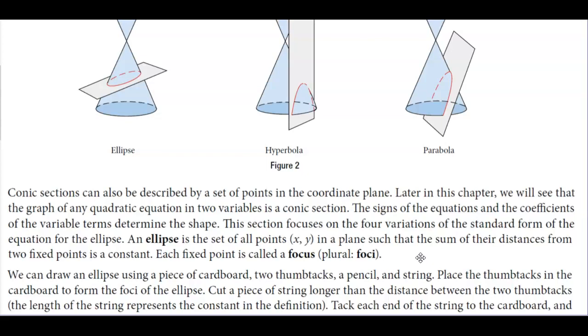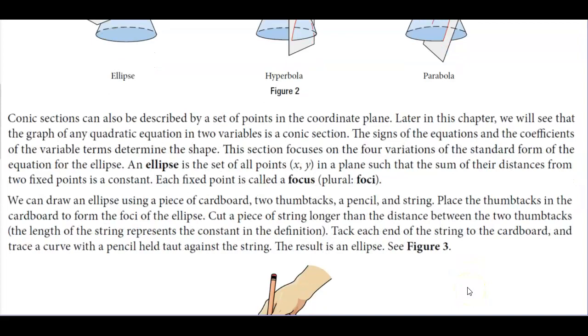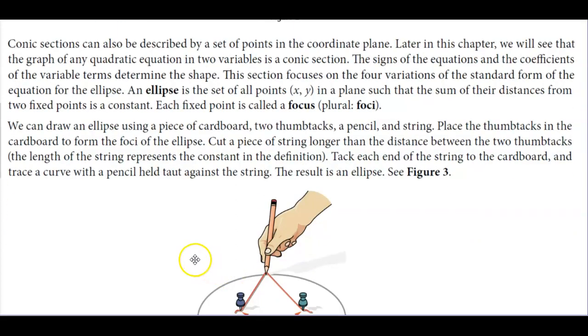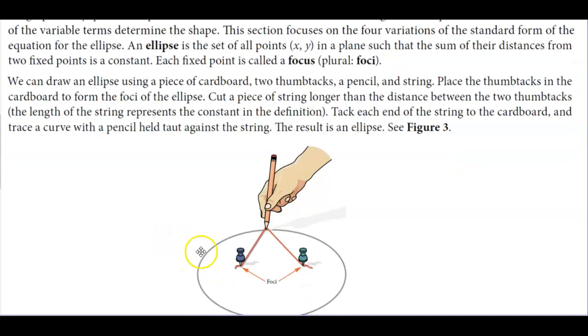An ellipse is a set of all points (x, y) in a plane such that the sum of their distances from two fixed points is a constant. Each fixed point is called a focus. Plural word is foci. You can draw an ellipse using a piece of cardboard, two thumbtacks, a pencil, and a string. We're going to place the thumbtacks in the cardboard to form the foci of the ellipse.